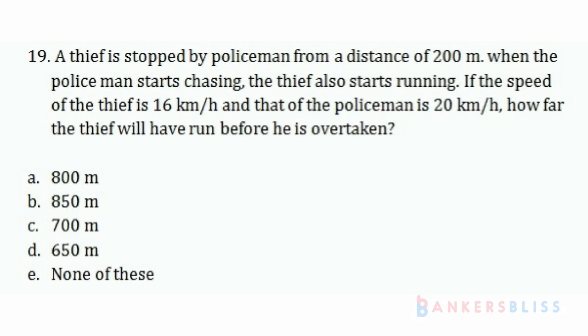So, let us go to the next problem, problem number 19. A thief is spotted by a policeman from a distance of 200 meters. When the policeman starts chasing, the thief also starts running. If the speed of the thief is 16 km per hour and that of the policeman is 20 km per hour, how far will the thief have run before he is overtaken?